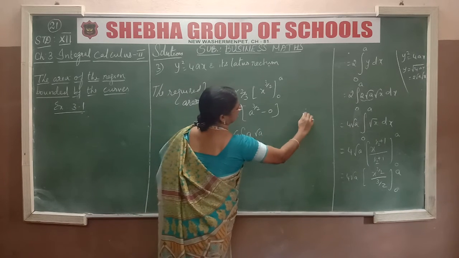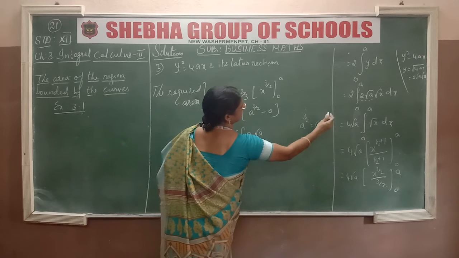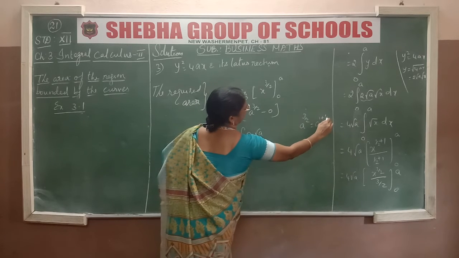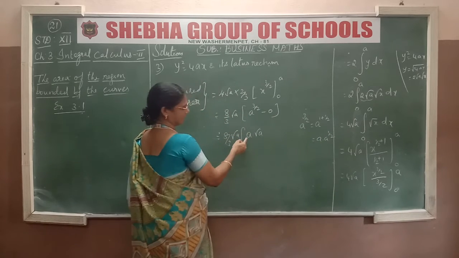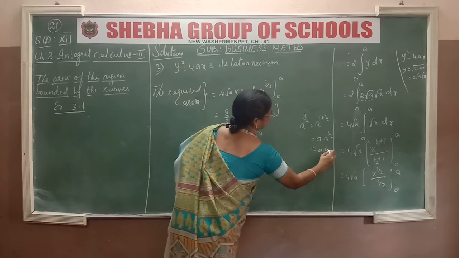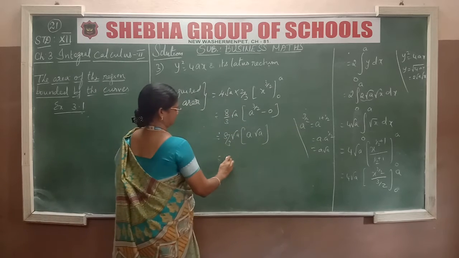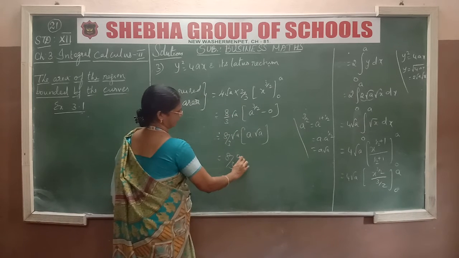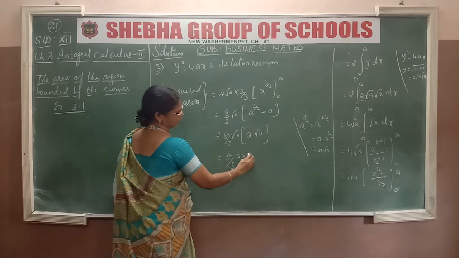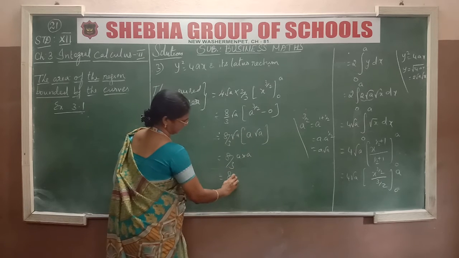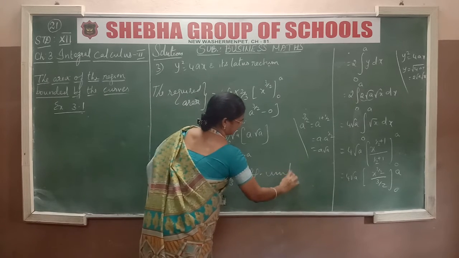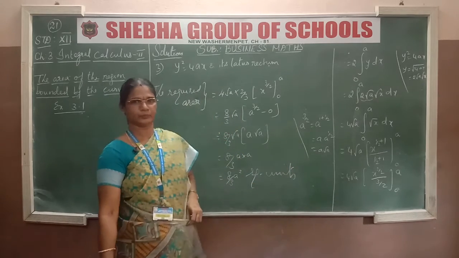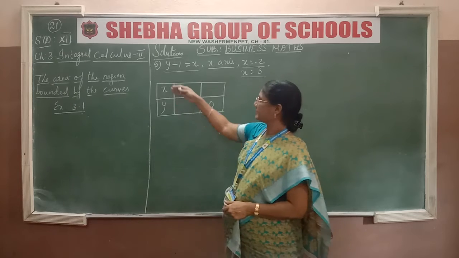Okay, a power 3 by 2 means a power 1 plus half, that is a into a power half. So we write a into root a. Okay. So 8 by 3 root a into root a becomes a. So we get 8 by 3 a square units. Understood this? Next let us see the fifth one.